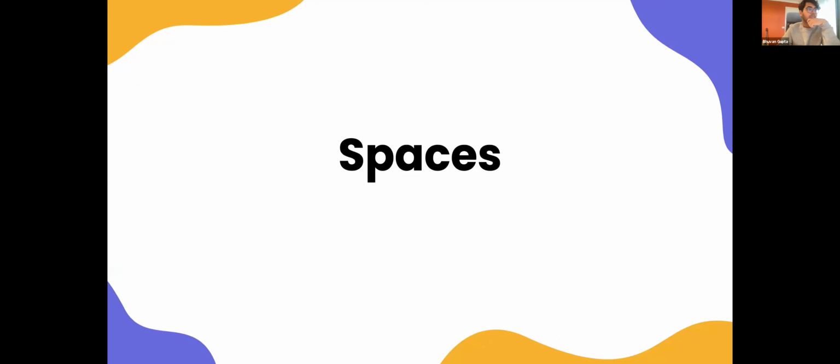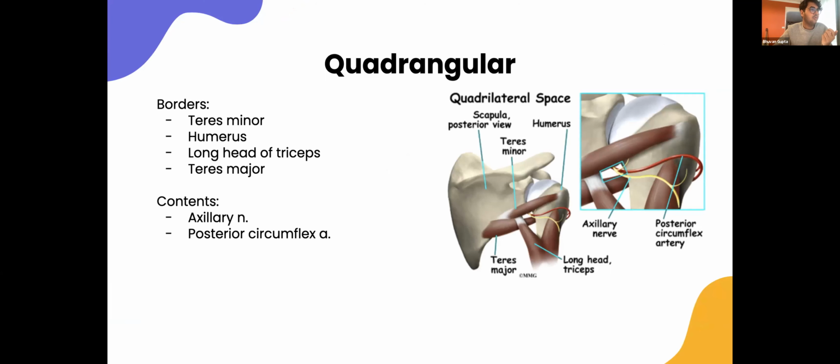Okay, let's have a look at some spaces. They're not the most important thing, but they are really good to know because they highlight where some of our arteries and some of our nerves travel through. So it's a good idea to try and keep an eye on them. But I'm not too sure about the exact exam relevance of these. I don't really remember tons of questions on spaces.